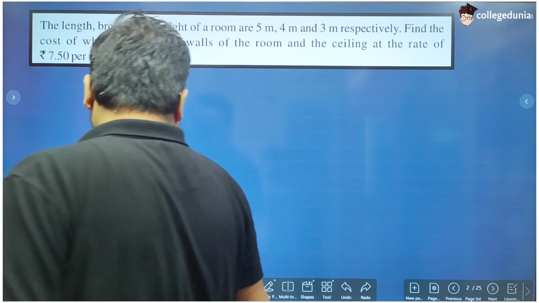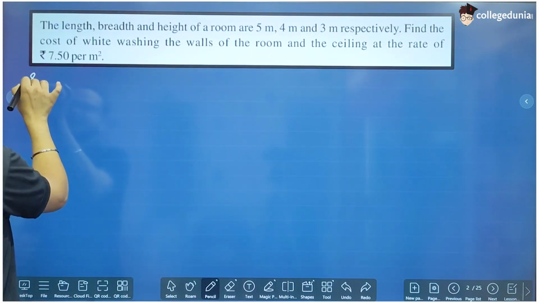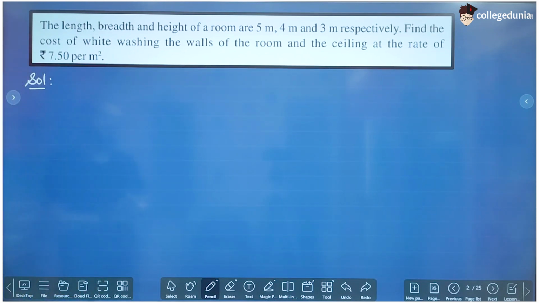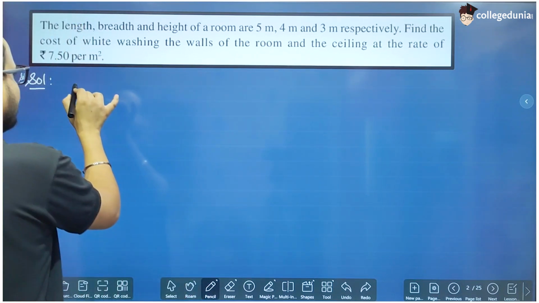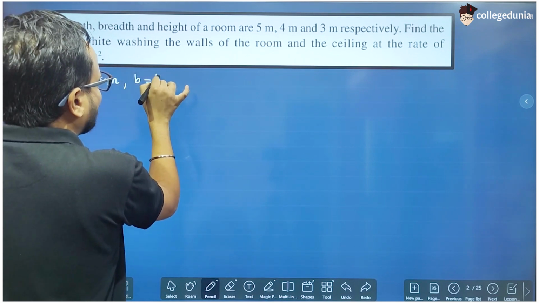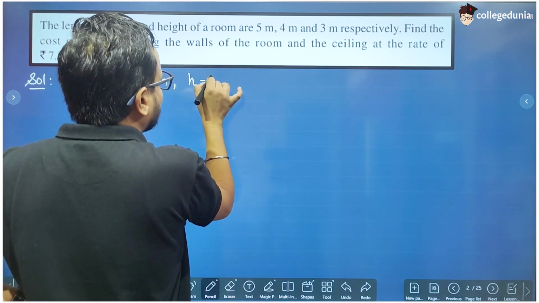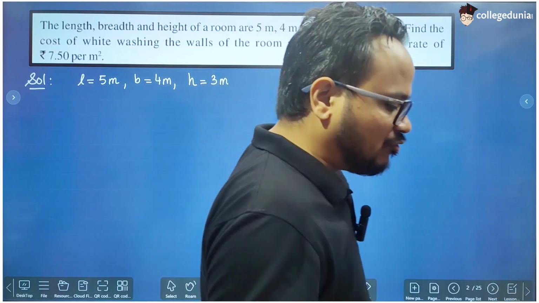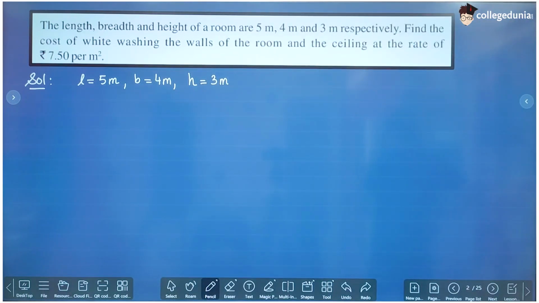Okay, now let's discuss some important numericals from the NCERT textbook based on the area and volume of cube and cuboid. The length, breadth and height of a room are 5, 4 and 3. So length is 5 meter, breadth is 4 meter, and height of the room is 3 meter. Find the cost of whitewashing the walls of the room and the ceiling at the rate of 7.50 per meter square. We have to find the cost of whitewashing the walls and the ceiling, and not the floor, right? Obviously, because we do not whitewash the floor.